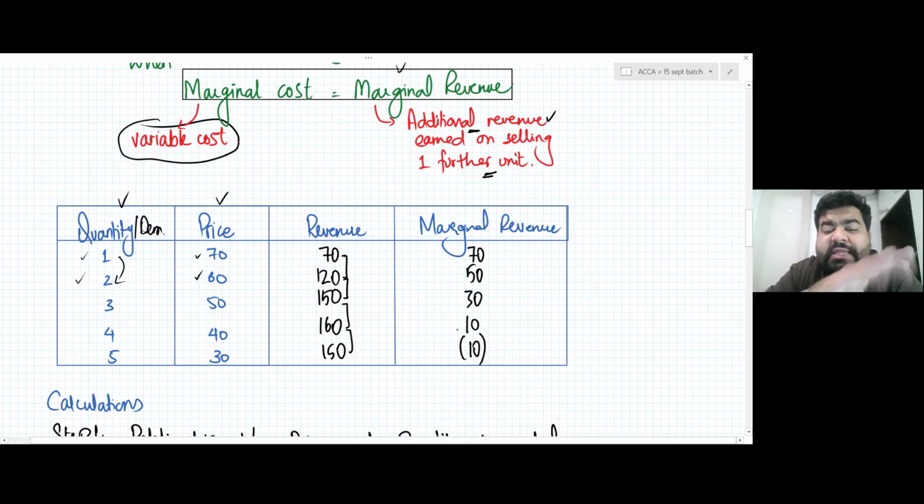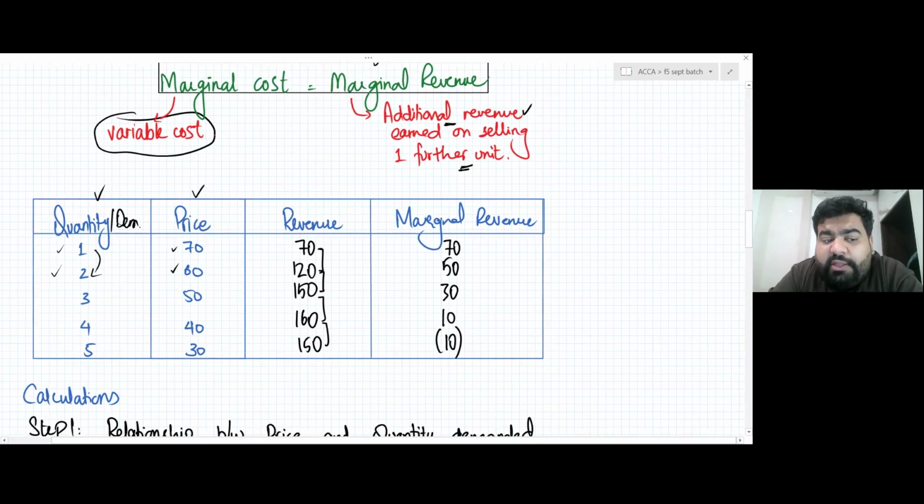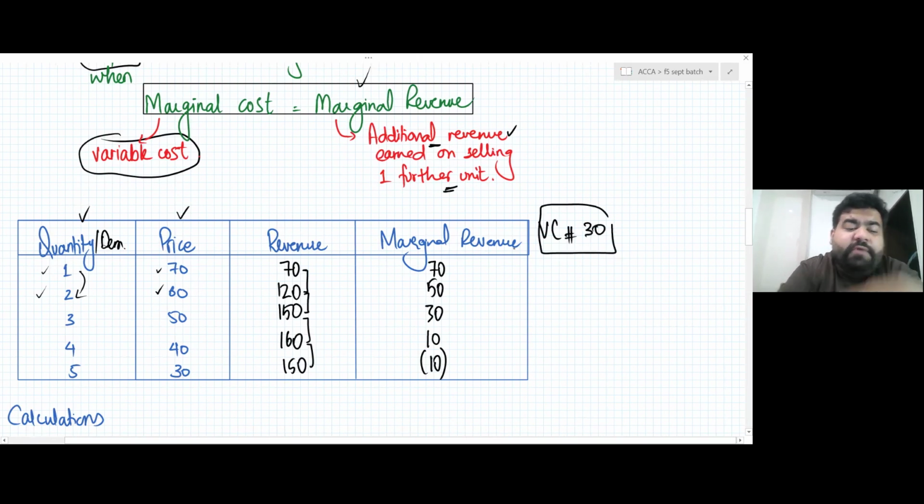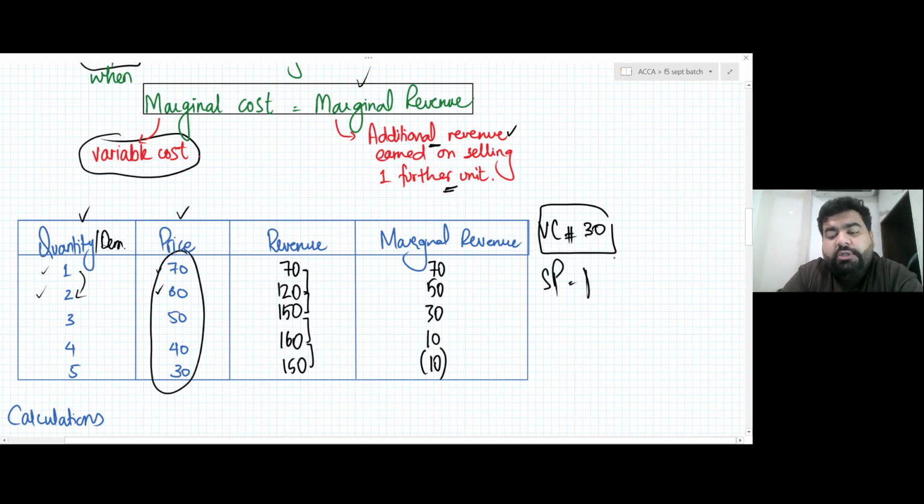This is the way you have to calculate marginal revenue: the additional revenue earned on selling one additional unit. But one thing. For example, I'm just assuming this company has a variable cost of 30, and I ask you which selling price the business should set according to this scenario. First you will see the point where marginal cost and marginal revenue are equal. The marginal revenues are 70, 50, 30, 10, and minus 10, and the variable cost, obviously the marginal cost, is 30.